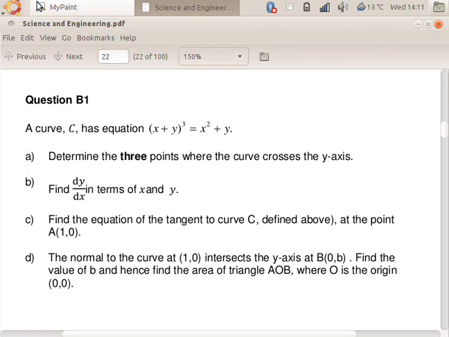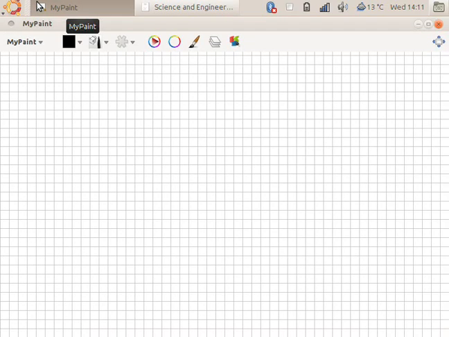Okay, so we want the 3 points where it crosses the y-axis. Firstly, part 1a, what was the equation now? (x + y) all cubed equals y squared plus x squared plus 1.